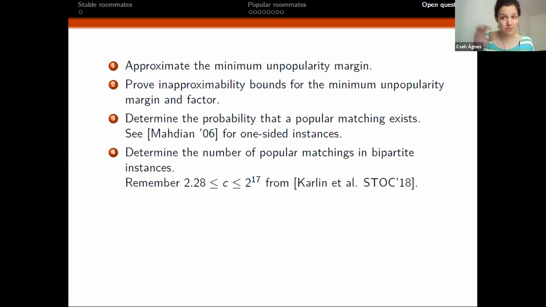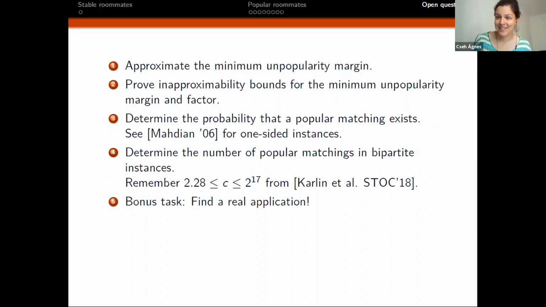Now, you can ask the same question about popular matchings as we asked about stable matchings. What is the number of popular matchings? There is a very loose upper bound on that from different results, but there's definitely improvement in this aspect as well. So the final open question is a bonus question.